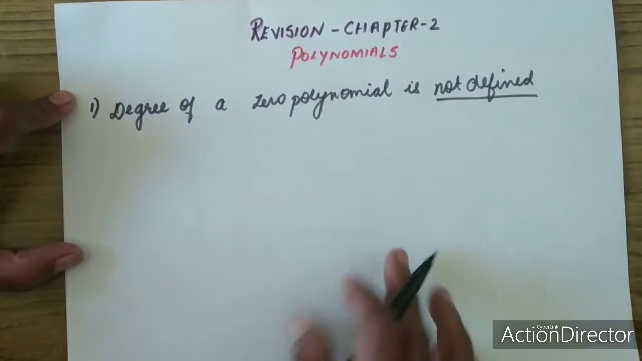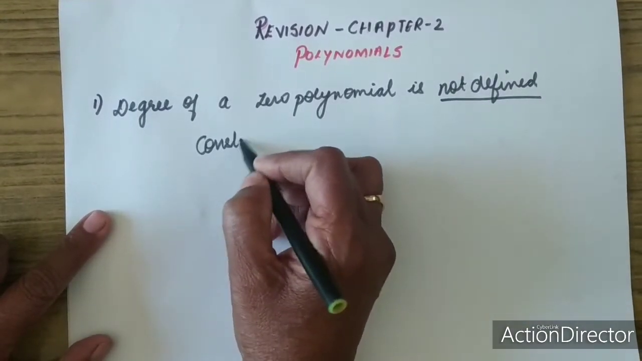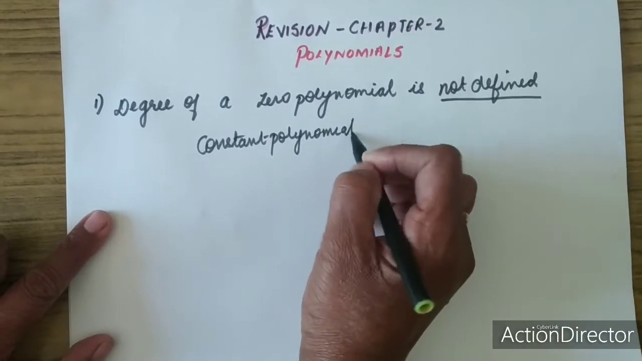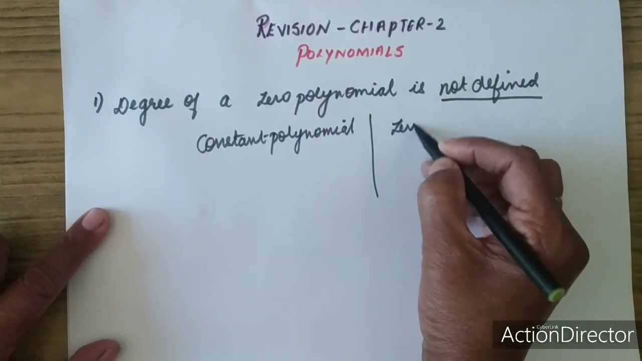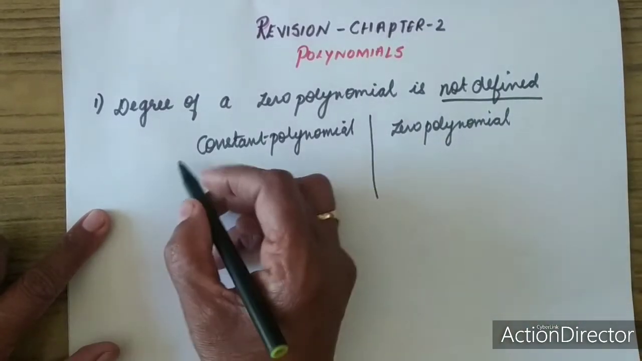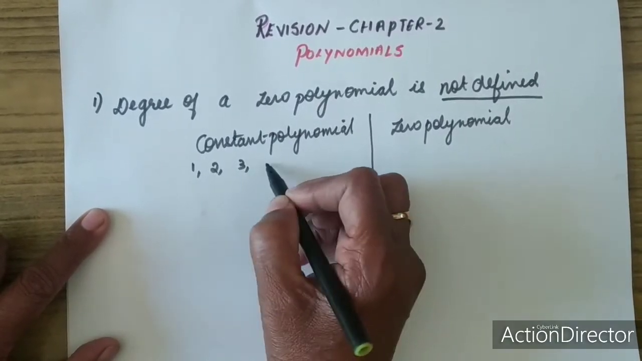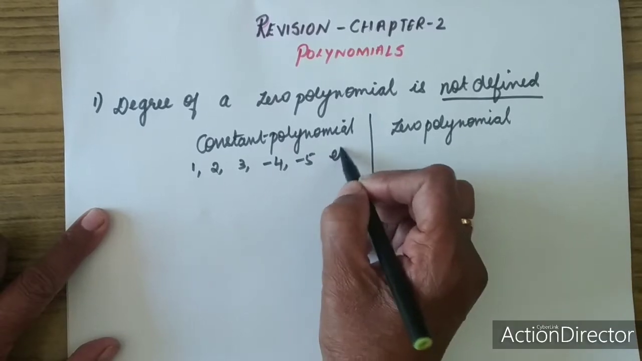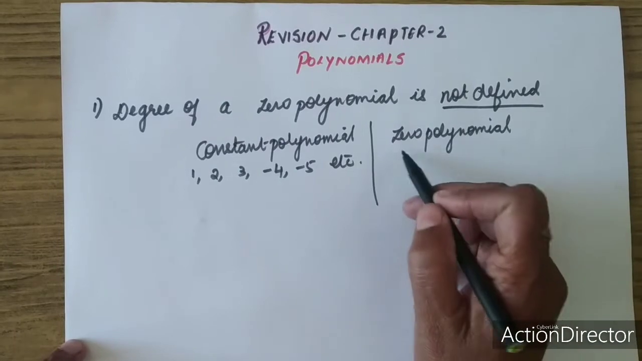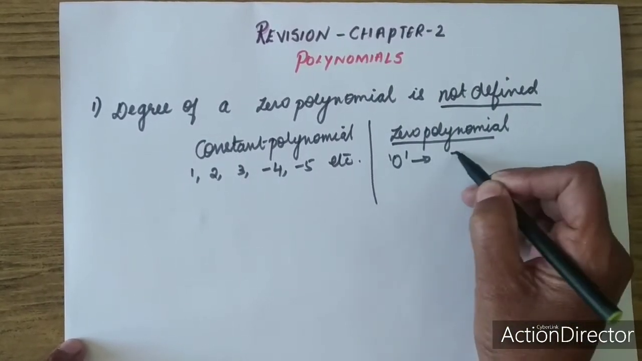In this case, you have to remember two types of polynomials. One is the constant polynomial and the second one is the zero polynomial. So what do you mean by a constant polynomial? All constants except 0, for example 1, 2, 3, -4, -5, etc., are called constant polynomials. And what do you mean by zero polynomial? The constant 0 you call as zero polynomial.